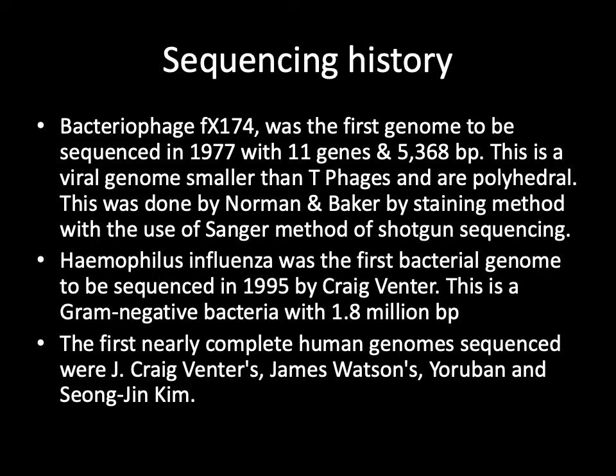Bacteriophage ΦX174 was the first genome to be sequenced, back in 1977. It has 11 genes and a size of about 5,368 base pairs. This is a viral genome which is smaller than T phages and is polyhedral. It was done by Sanger using the method of shotgun sequencing.